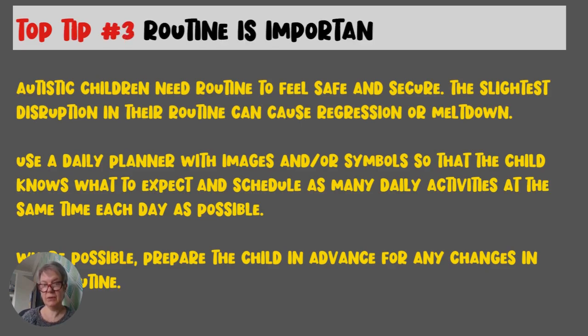Top tip number 3, routine is important. Autistic children need routine to feel safe and secure. The slightest disruption in their routine can cause regression or meltdown.